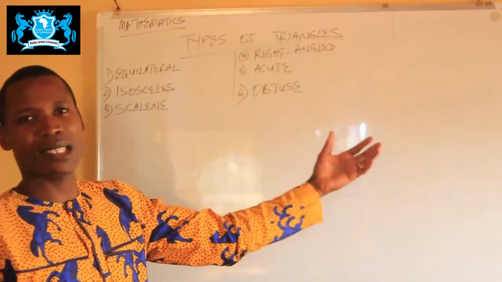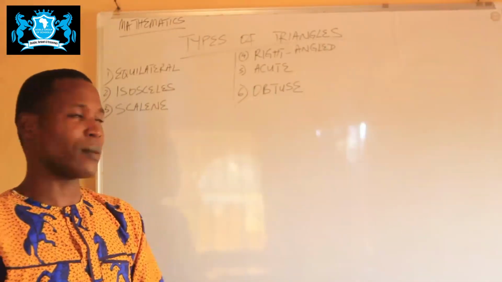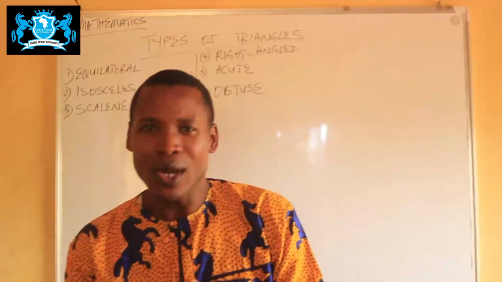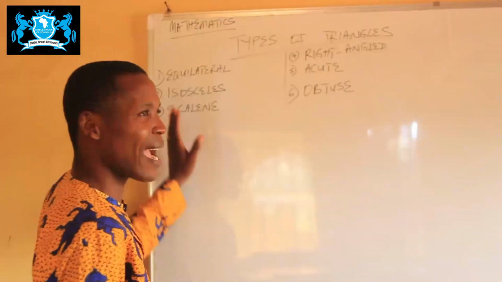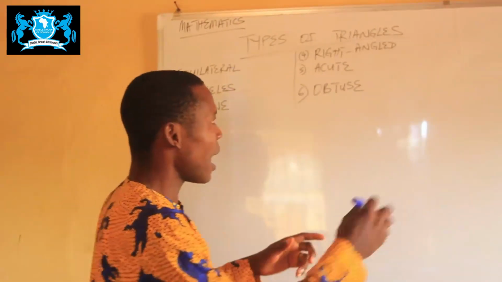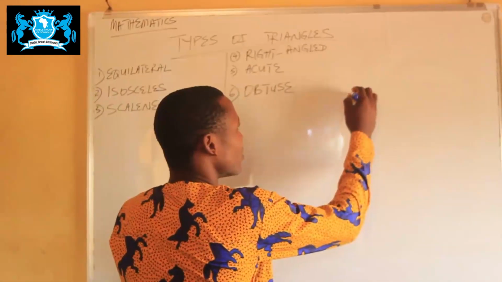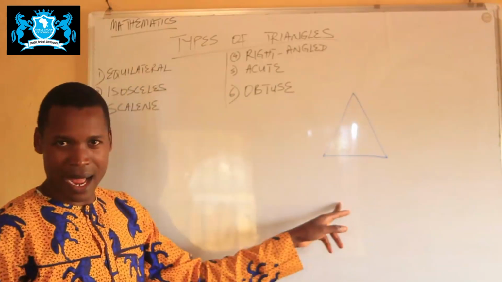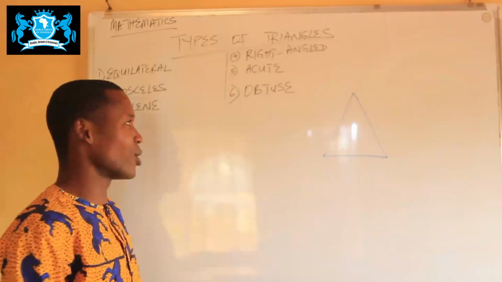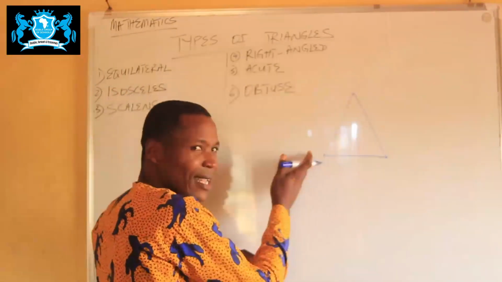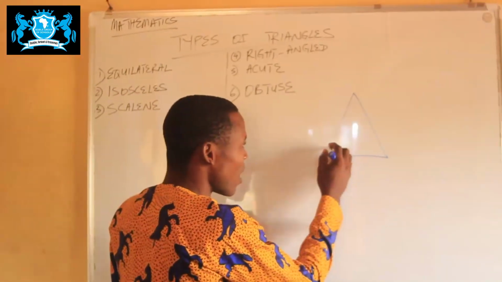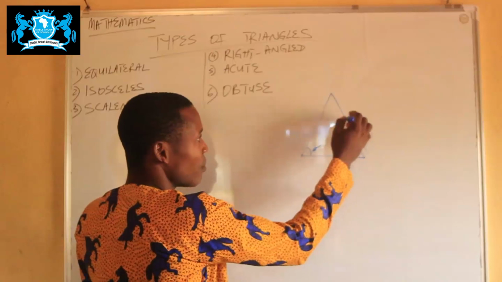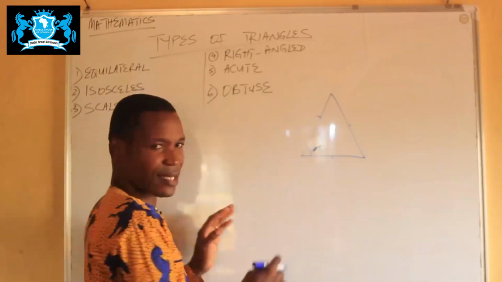Basically, we have 6 types of triangles. So we'll be looking at them today. But there are two ways of classifying triangles. You can classify triangles based on their sides. I'm sure you know this is a triangle. This is a triangle. And every triangle is made up of what? Sides and angles. These ones are angles, but these ones are the sides.